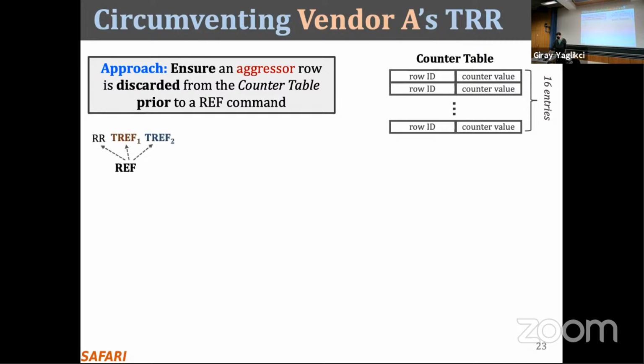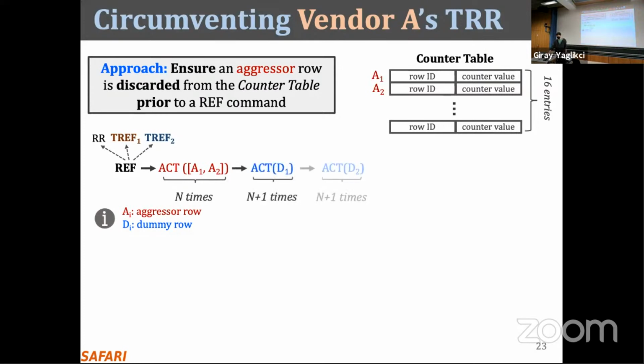To this end, we craft the following access pattern. Immediately after a refresh command, we hammer 2 rows, A1 and A2, that are 1 row apart to perform a double-sided RowHammer attack. And we hammer each row n times. Then to discard A1 and A2 from the counter table, we hammer 16 different dummy rows, n plus 1 times each. So recall that the table size was 16 entries, right? This is why we use 16 different dummy rows here.